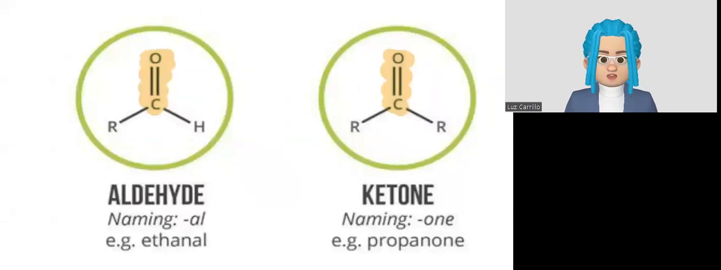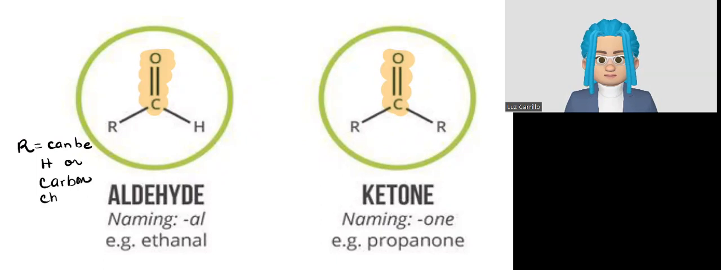The first member of the carbonyl family, as you can see, is called an aldehyde. And in an aldehyde, your carbonyl group needs to be attached at least to one hydrogen atom. To the other side of the molecule, so the R group, it can be hydrogen or a carbon chain. It will still be considered an aldehyde.